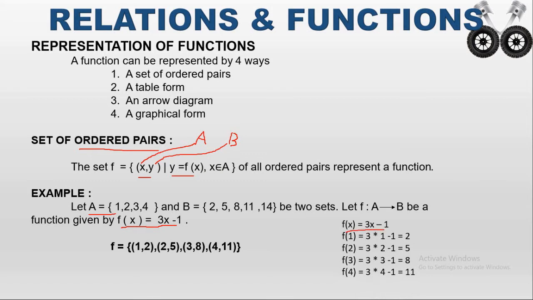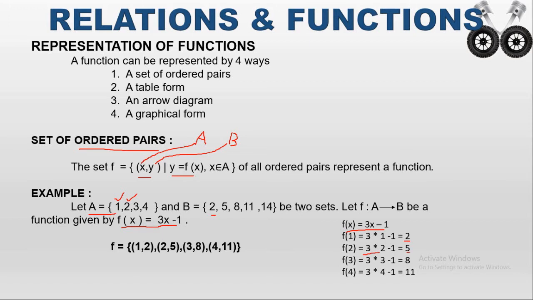f of x equal to 3x minus 1. First substitute the x value. What is the first x value? It is 1. So f of 1 equals 3 into 1 minus 1. 3 into 1 is 3, 3 minus 1 is 2. So f of 1 is 2, which is an element of set B. Then take the next x value as 2. So f of 2 equals 3 into 2 minus 1. 3 into 2 is 6, and 6 minus 1 is 5.